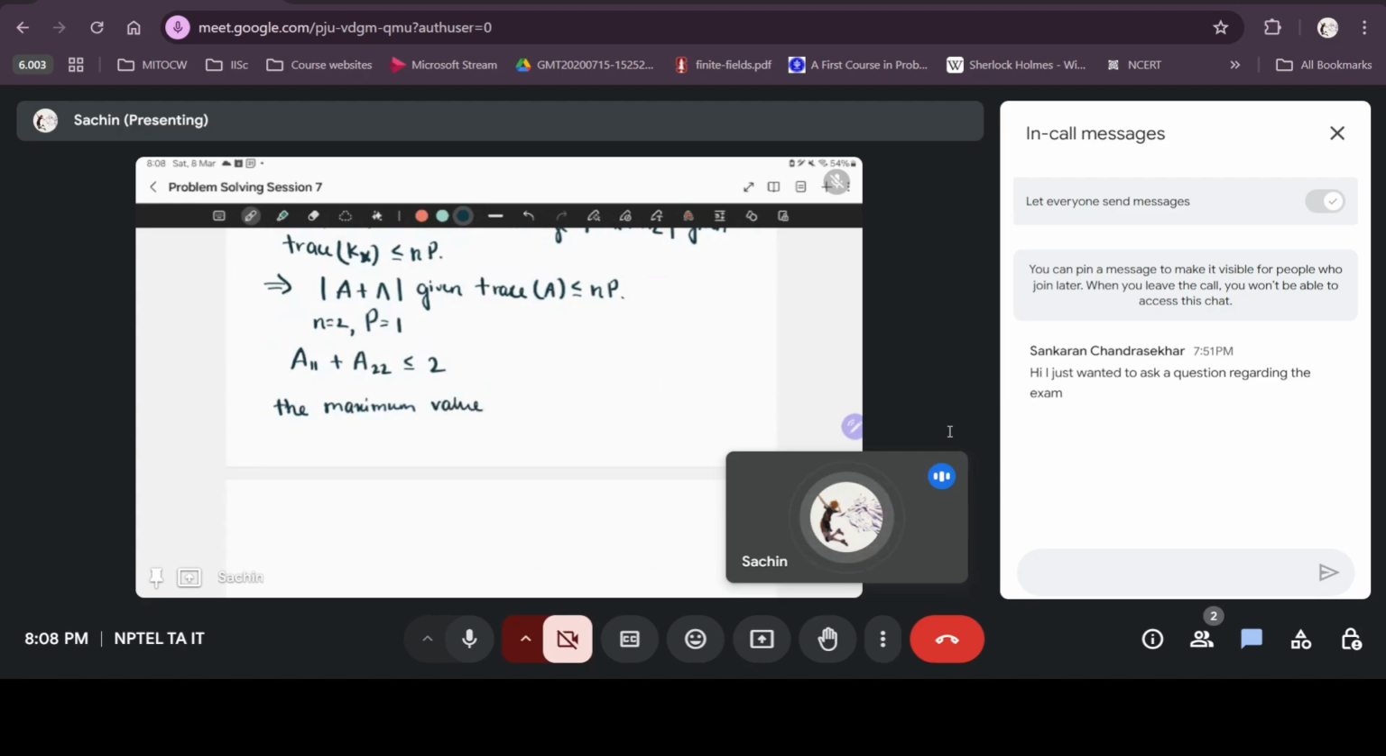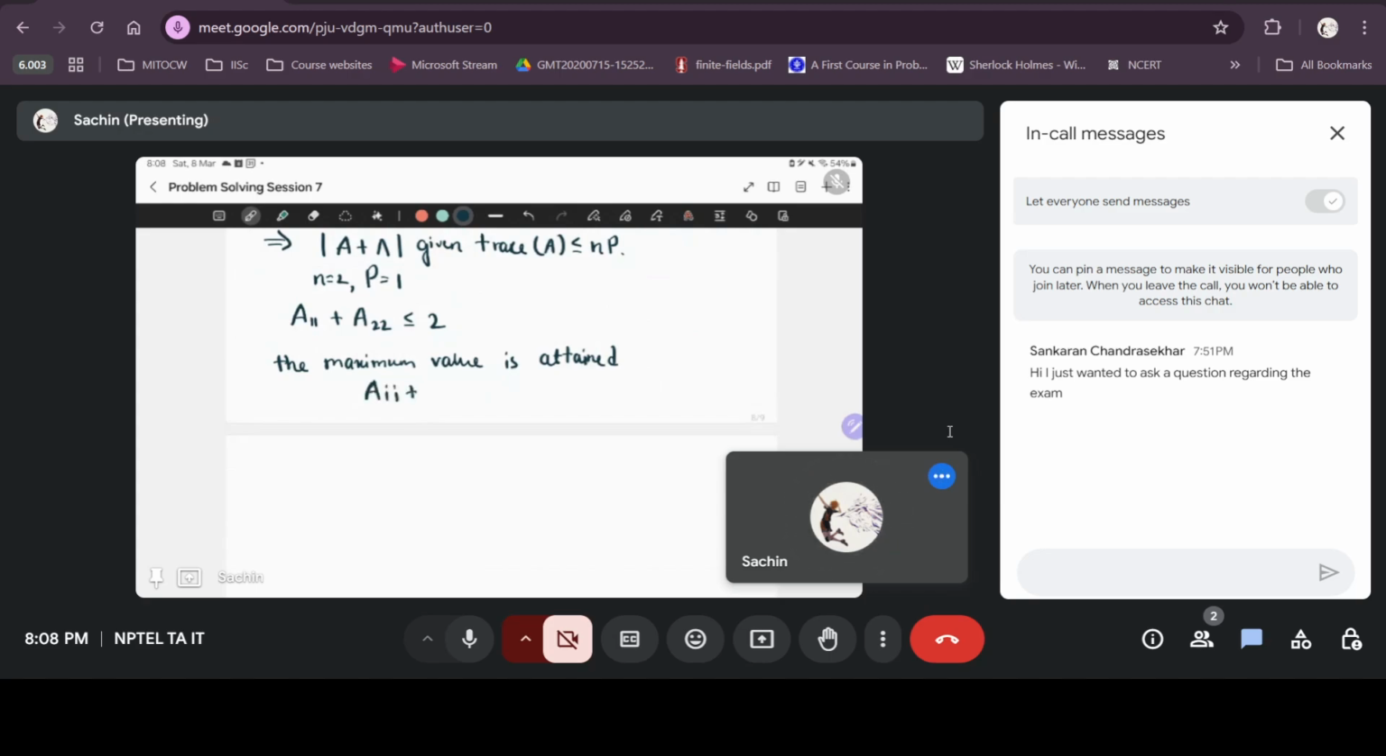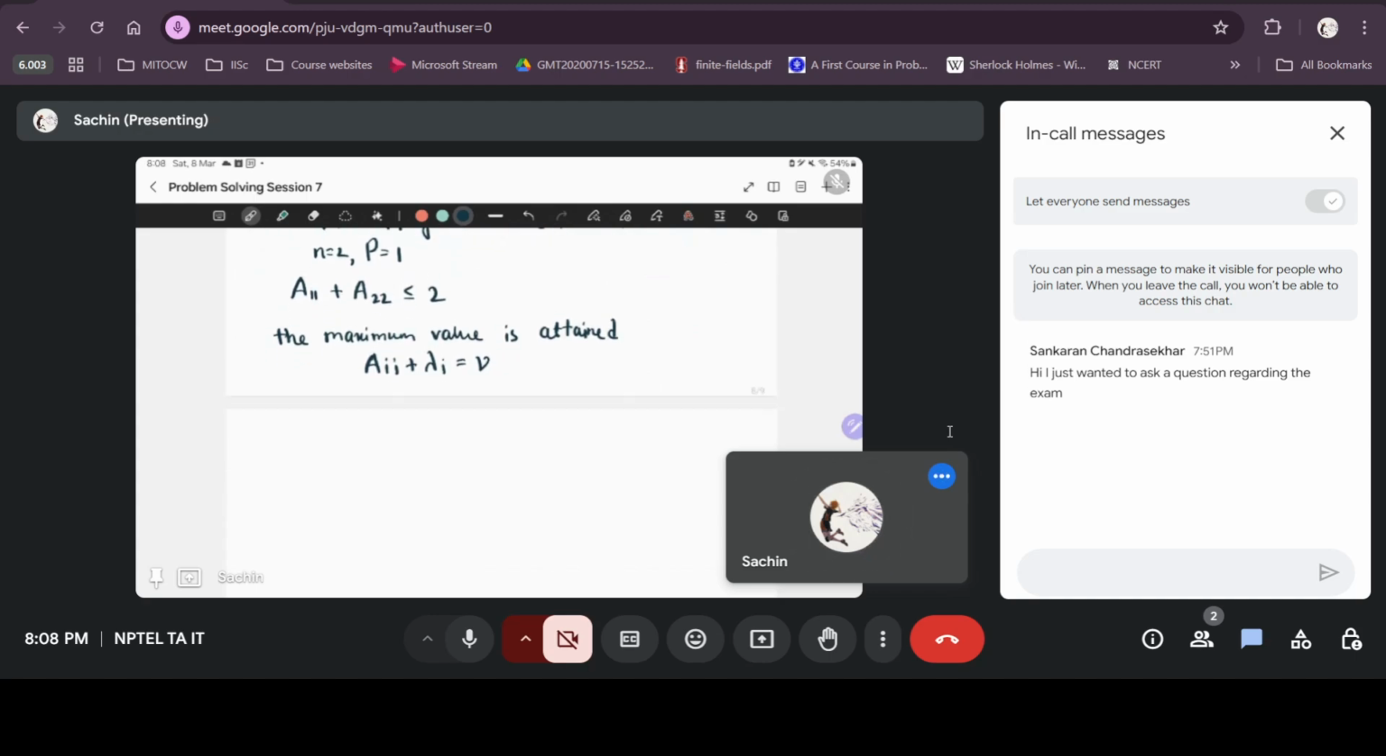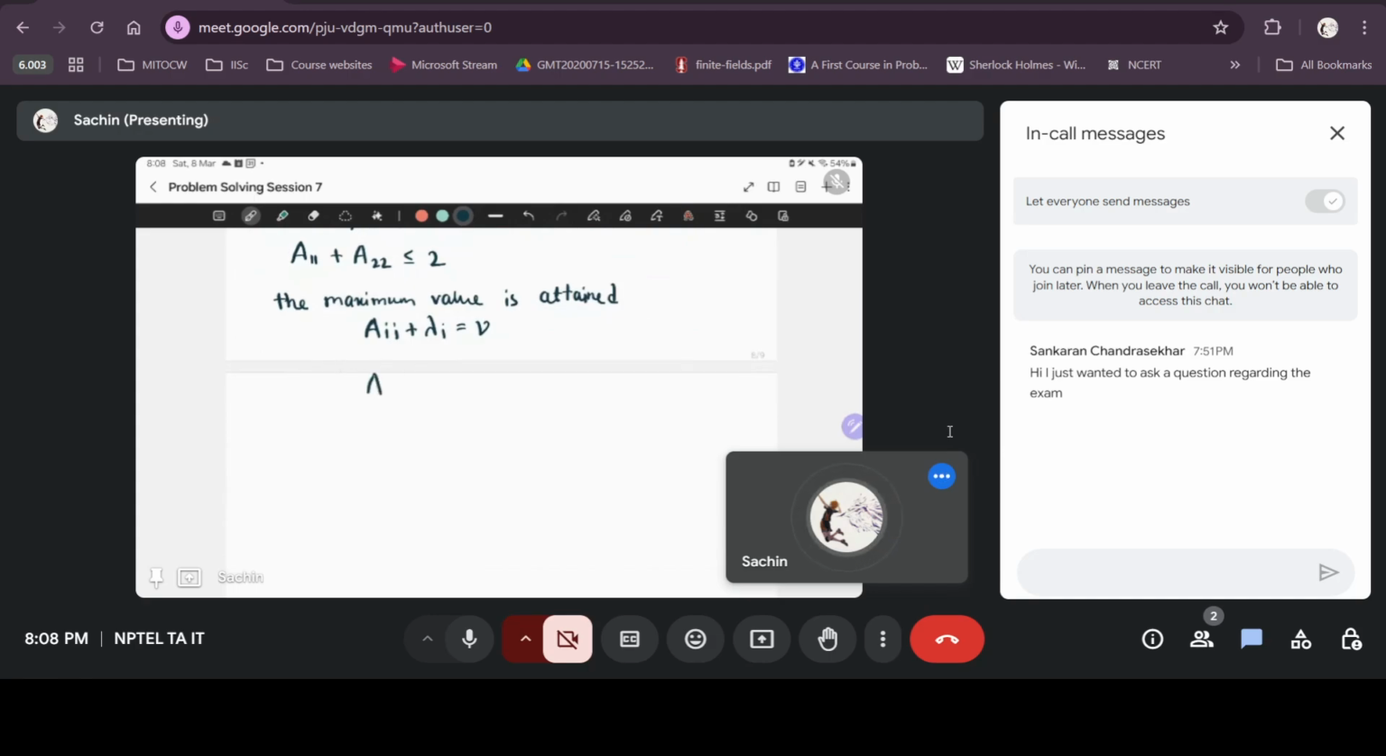And maximum value is attained. The other constraint we have is Aii plus lambda i is equal to v. So A11 plus lambda 1 equals v, and A22 plus lambda 2 equals v. Again, Aii is v minus lambda i, but in fact it's v minus lambda i plus. So if it's a negative quantity, we set it to 0.